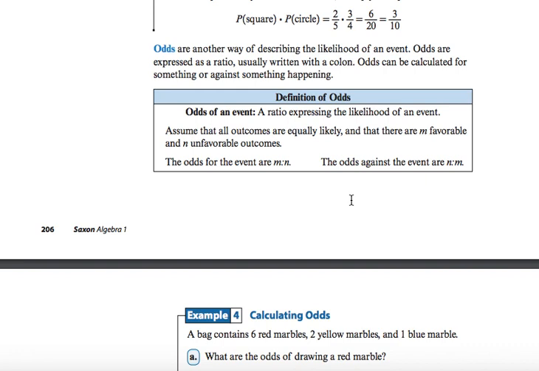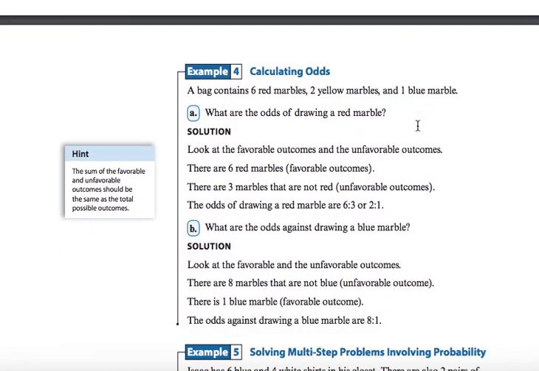Here's the definition of odds. Odds of an event is a ratio expressing the likelihood of an event. Assume that all outcomes are equally likely. There are favorable outcomes or unfavorable outcomes. Another way of saying that, there's something that you want to happen versus what you don't want to happen. So the odds are a comparison of M, the favorable outcomes, versus N, the unfavorable outcomes. In example 4, we're going to practice calculating odds.